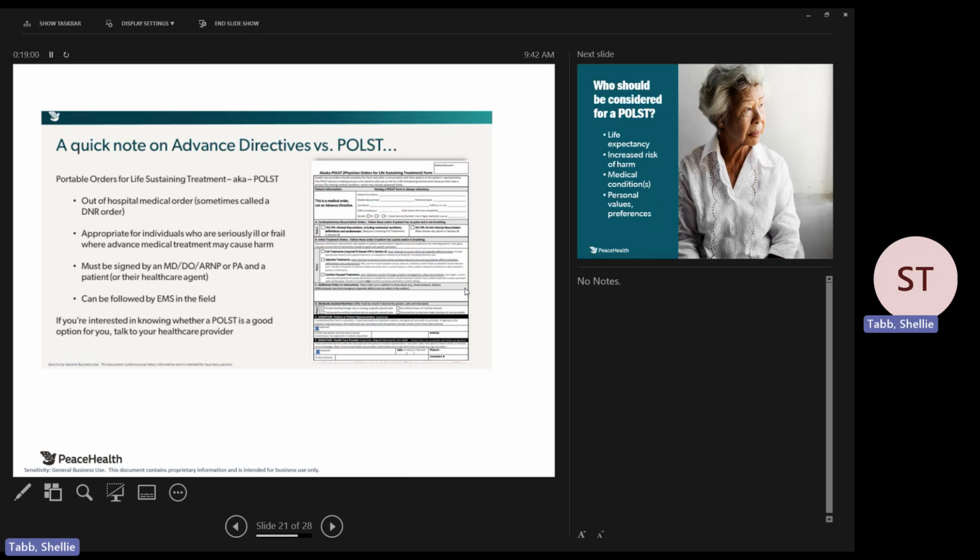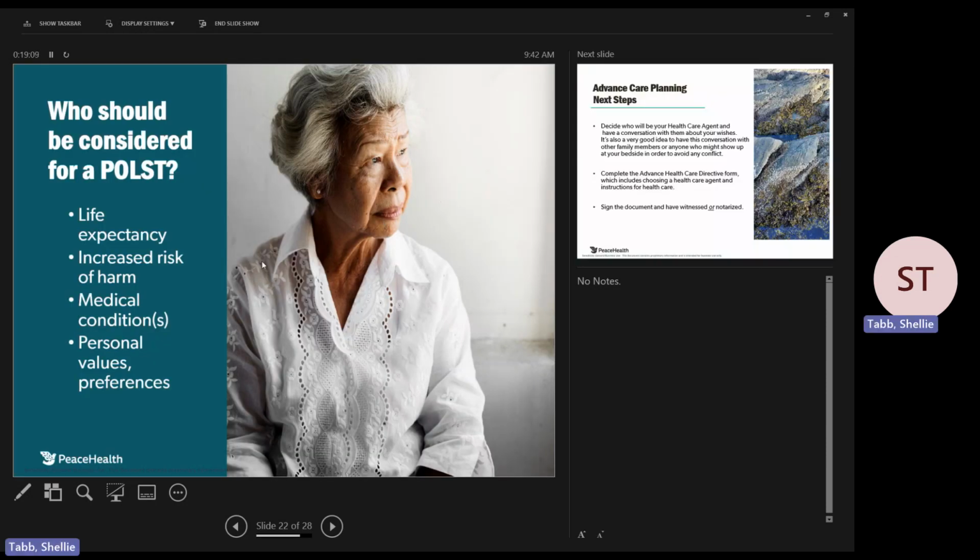If you're interested in knowing whether a POLST is a good option for you, you would definitely want to talk to your healthcare provider. And again, who would be considered for a POLST? Somebody with a reduced life expectancy, having a condition that has brought them to the end of their life, an increased risk of harm. CPR can cause things like broken ribs, and other things that maybe people don't want to experience.